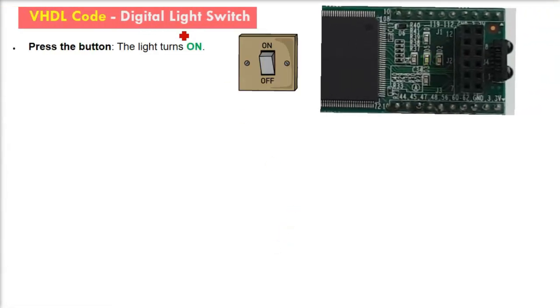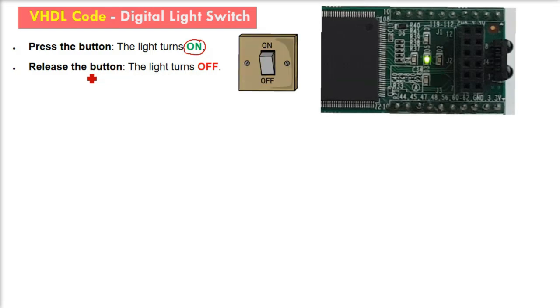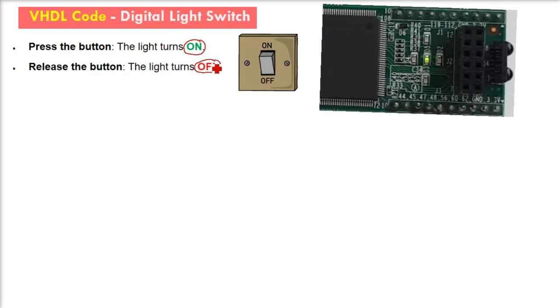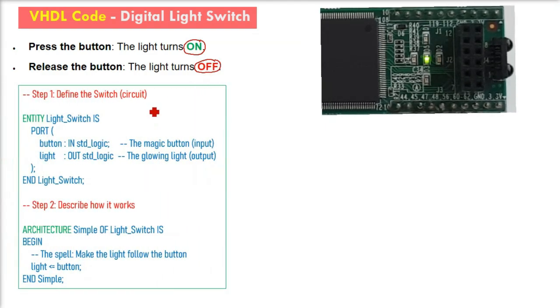Now imagine we are making a digital light switch. Our goal is that when we press the button, the light turns on. When we release the button, the light turns off. So here is the VHDL code. Now what's happening in this code?